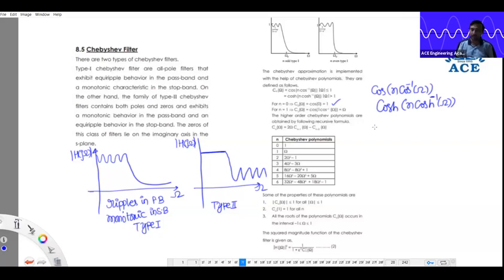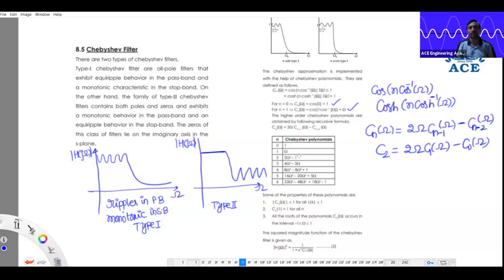Then the higher order Chebyshev polynomials are generated by this recurrence relation: Cn of omega equals 2 omega Cn minus 1 of omega minus Cn minus 2 of omega. Suppose you want C2, it is 2 omega C1 omega minus C0 omega. Already C1 omega is omega, C0 omega is 1. So 2 omega square minus 1 is second order. Third order is 4 omega cube minus 3 omega.